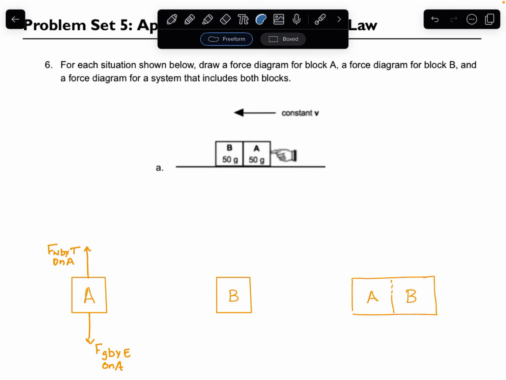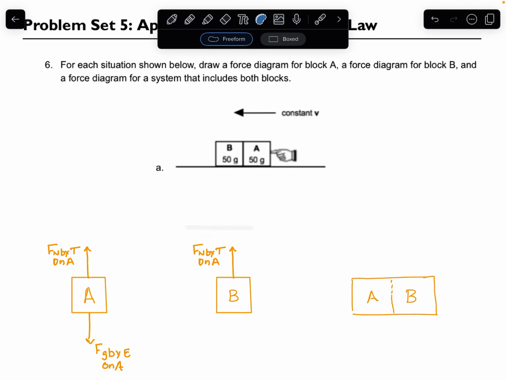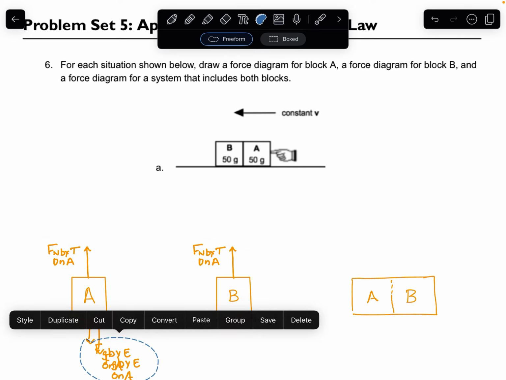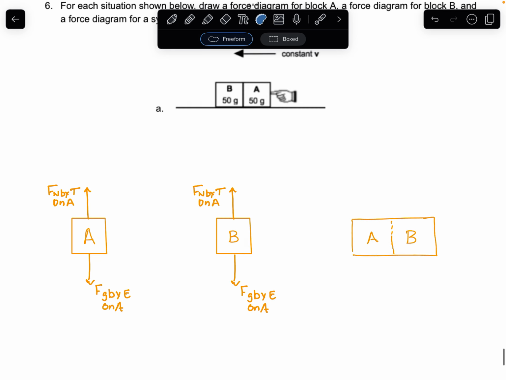Now, I actually am aware that those forces exist on block B as well. I'm going to harness the copy paste that I have here. Because block A and B are the same mass, they'll have the same weight, so therefore they'll have the same normal force as well. When I put block A and B together and treat them as one, I'll have twice the normal force.